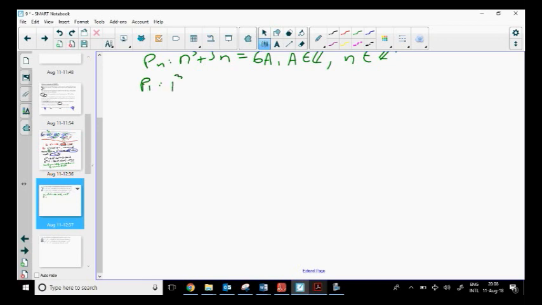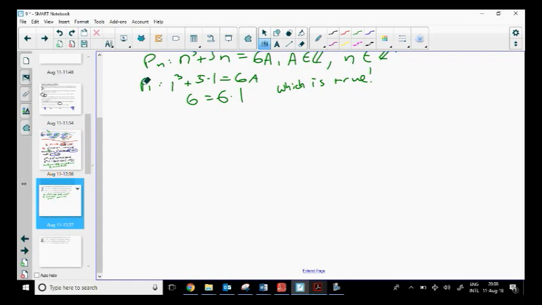So p sub 1 is going to be 1 cubed plus 5 times 1, and that's going to be equal to 6a. And hey, you know what? 1 cubed is 1 plus 5, that's 6, and 6 is equal to 6 times 1. Hey, p sub 1 is true.